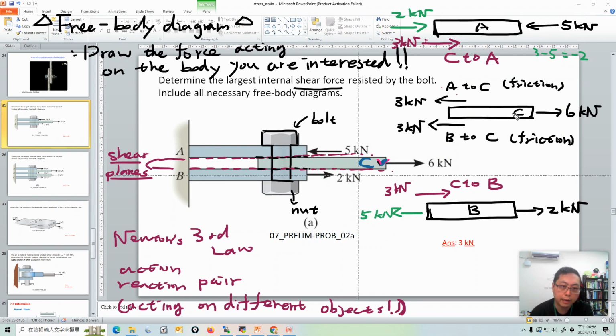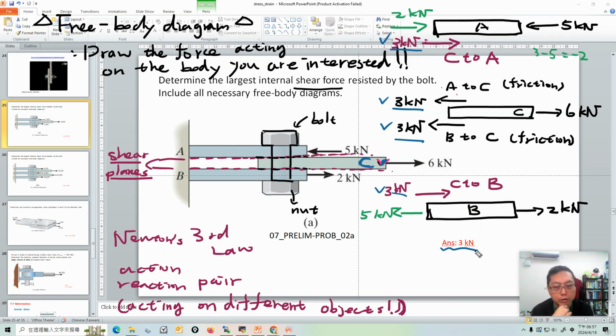From the 3 free body diagrams, we only have shear force. This is shear force, because it is force acting on the plane. This is shear force, this shear force, this is shear force. The other is, I think, a normal force. We see the shear forces are all 3 kilonewtons. So the maximum must be 3 kilonewton, because everything is 3. So the maximum value is 3 kilonewton.